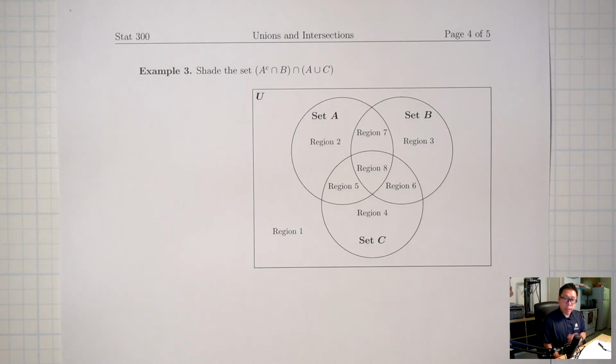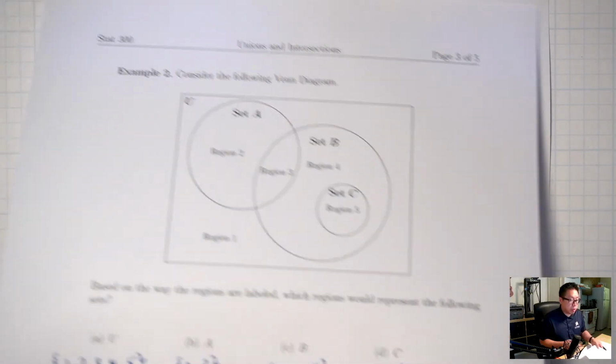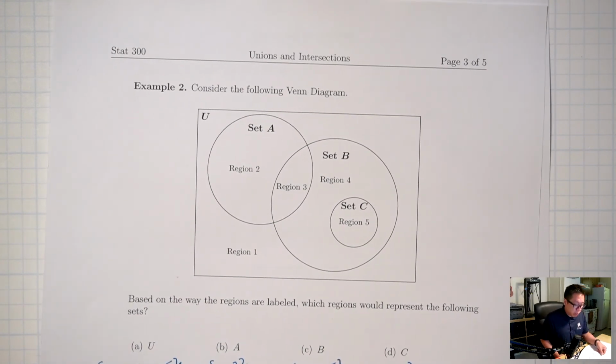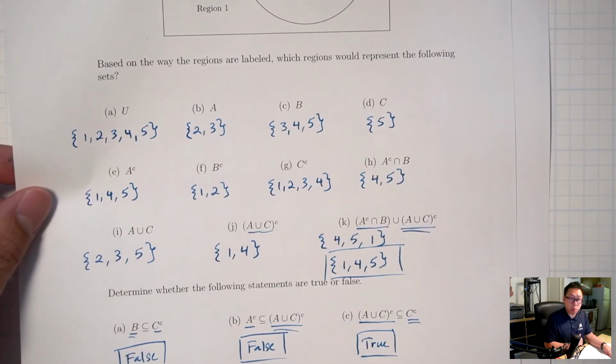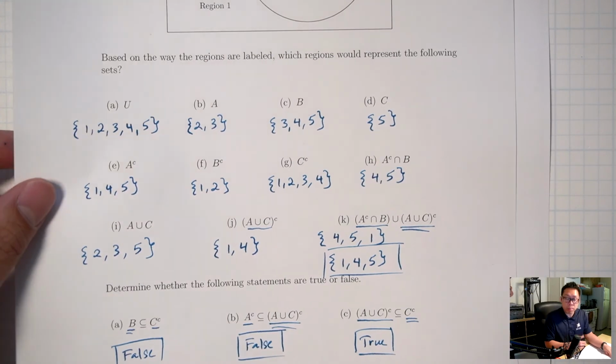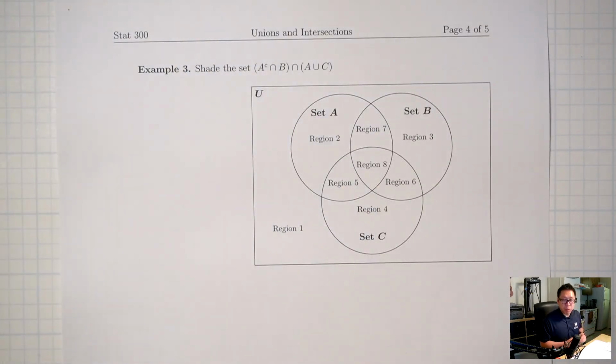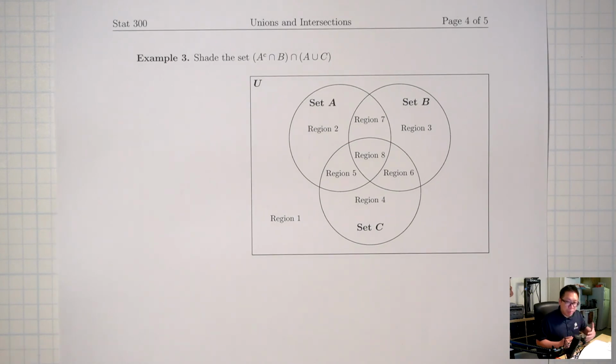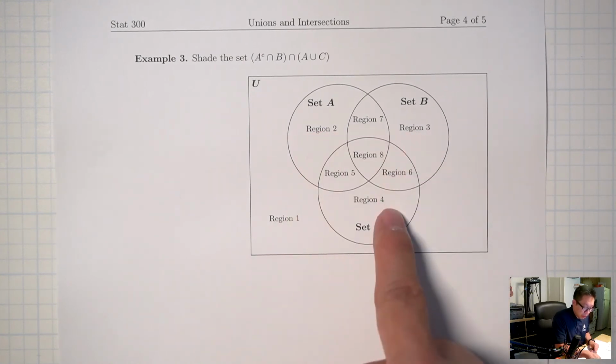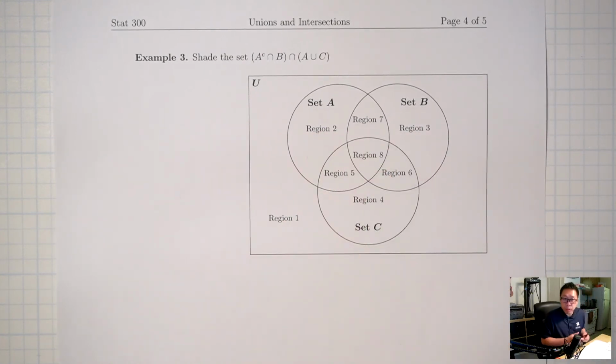Example 3. So here we have another Venn diagram. This example is not that different than example 2 that we just did. The only difference is in example 2, we had all these parts that walk you through the steps. Here in example 3, we don't have those parts A, B, C, D, E, F. But I recommend you do all those parts anyway. So here we have regions 1, 2, 3, 4, 5, 6, 7, 8. So we have 8 regions here.